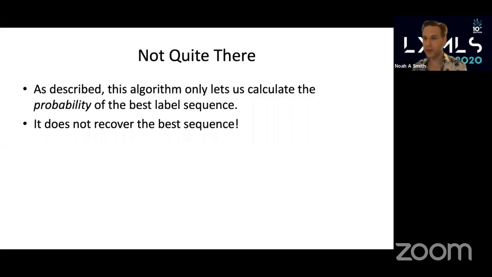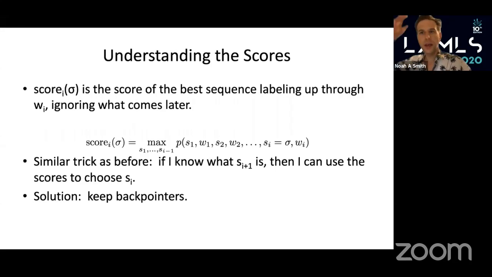Okay, now I haven't given you the full Viterbi algorithm. I've only given you the calculations that let you get the probability of the best label sequence. But that's just a number. We don't actually care what the probability of the best label sequence is. We care about getting the best label sequence. So what we need to do is use the scores to recover the actual symbols, the S1 through Sn. And so here's how it's going to work.